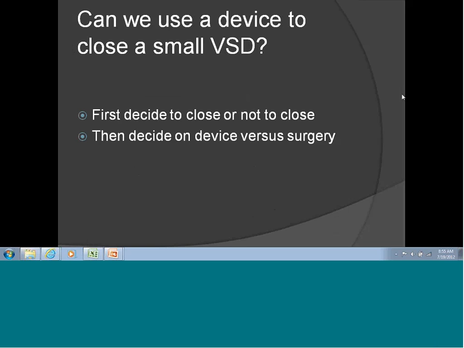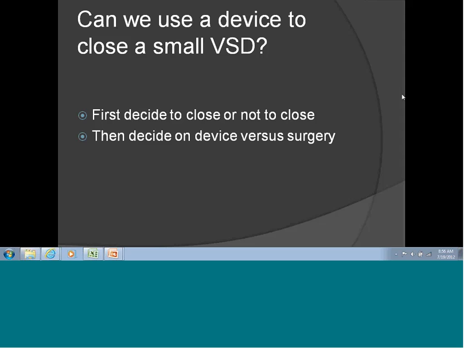But it's very important first to decide to close or not to close. You're going to close VSDs which are moderate, which have LA and LV volume load. Small VSDs we're not going to close if there's no left heart volume load, no prolapse, no AR, and no history of endocarditis. So first you use the same indications.